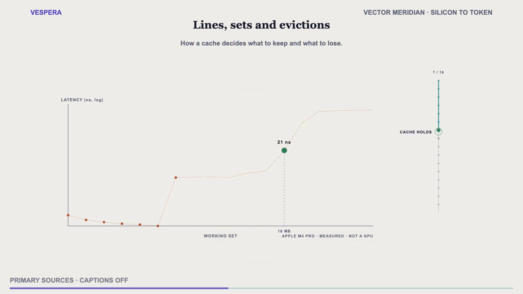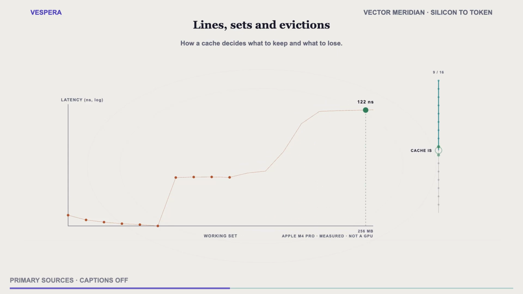Then eviction. When a set is full, something must go, and the standard answer is least recently used or a cheap approximation of it. That policy encodes an assumption. Recently used data will be used again. For most programs, the assumption holds. For streaming through data larger than the cache, it is exactly backwards. You evict a line just before you would have wanted it, and every access misses. This is the classic pathology, and it is why GPUs, which stream enormous arrays through small caches, care far less about caching than a CPU does, and far more about bandwidth.